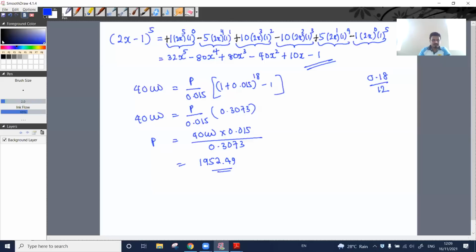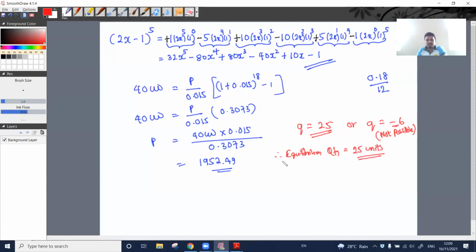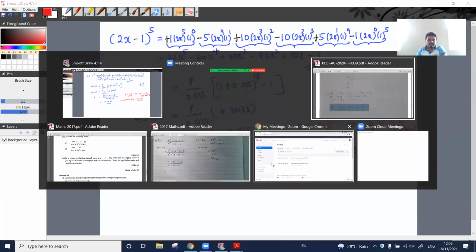Here the answer should be, right, Q equals 25 or Q equals minus 6. And here we need to specifically mention that this answer is not possible. So this is not possible. Therefore, what should be the final answer? 25. Therefore, equilibrium quantity should equal 25 units. You need to specifically mention that. Right? And what is the other mistake?